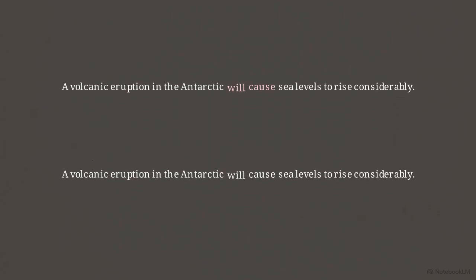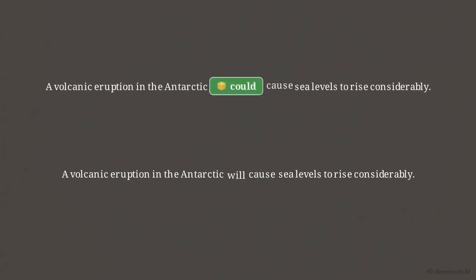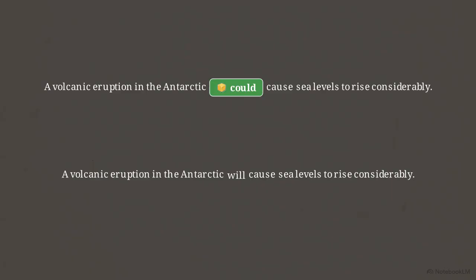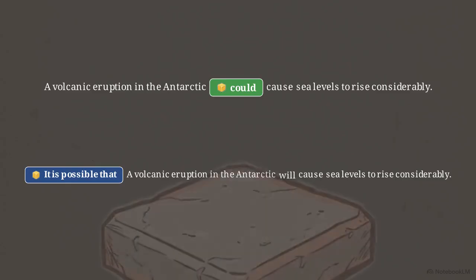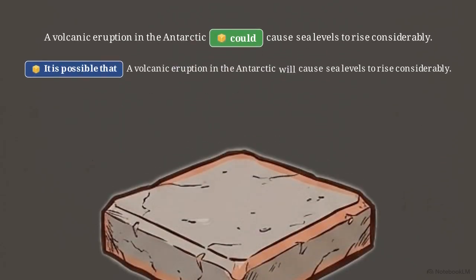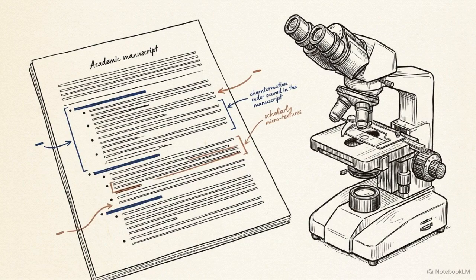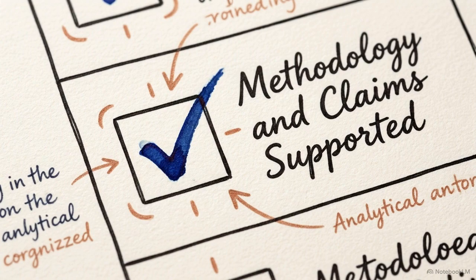For the first option, we replace the absolute verb "will cause" with a softer modal, resulting in "could cause sea levels to rise." For the second option, we introduce the core sentence with an impersonal frame: "It is possible that a volcanic eruption..." Both revisions neutralize the absolute phrasing. The core scientific observation remains intact, but the claim is now insulated against being dismissed over a single variable.